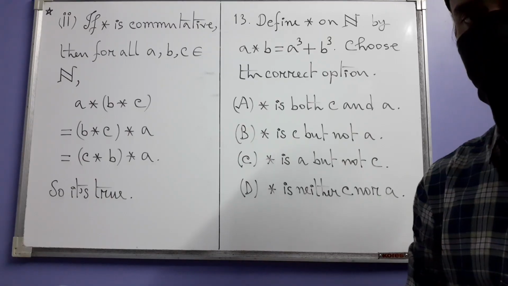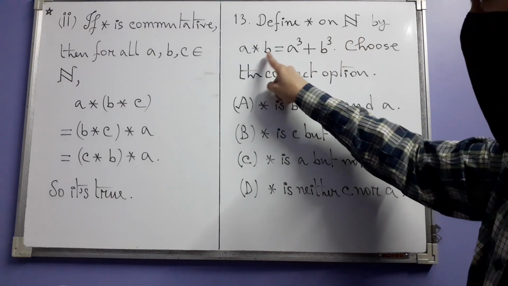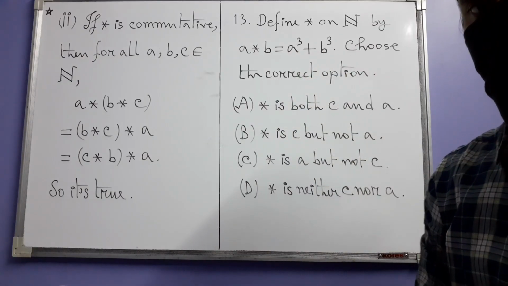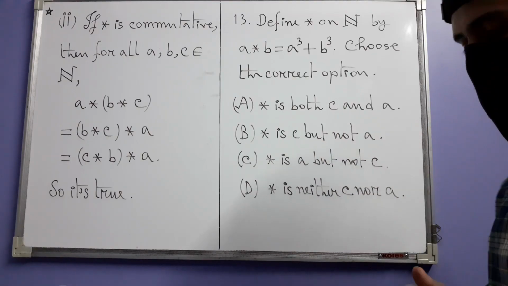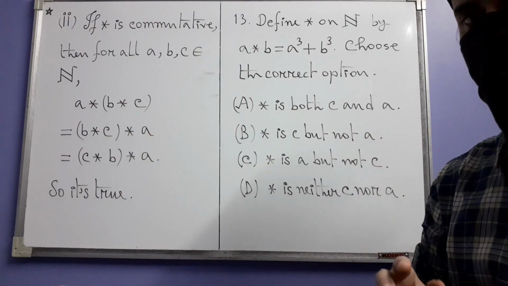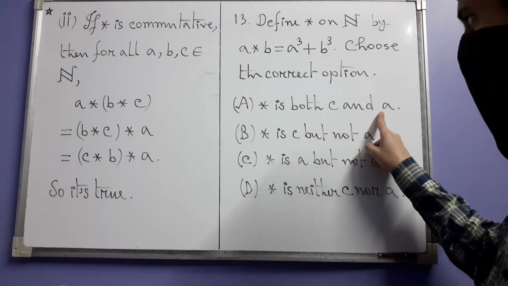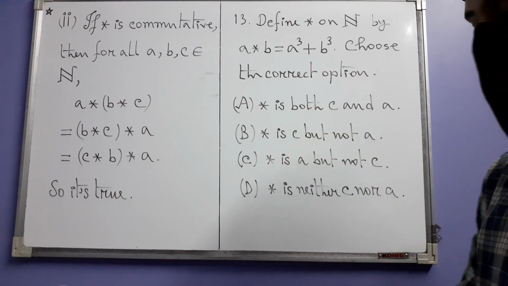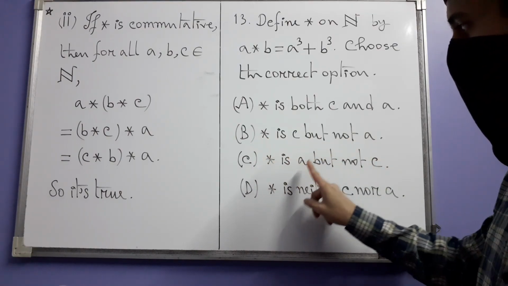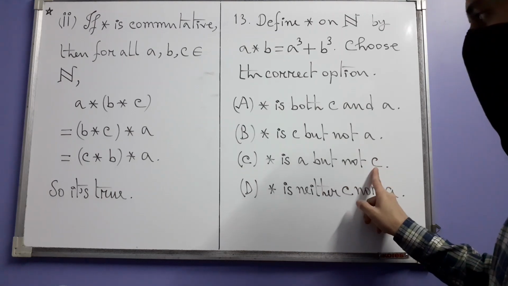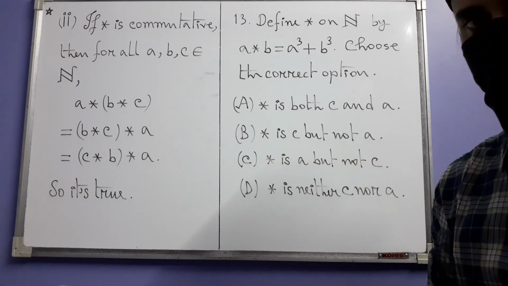And finally number 13, the final exercise. Define star on N by A star B equal to A cube plus B cube. We have to choose the correct option. I did not feel like writing commutative associative, so I just wrote C and A. Star is both commutative and associative, that is option A. Star is commutative but not associative, that is B. Star is associative but not commutative, that is C. And star is neither commutative nor associative, that is option D.